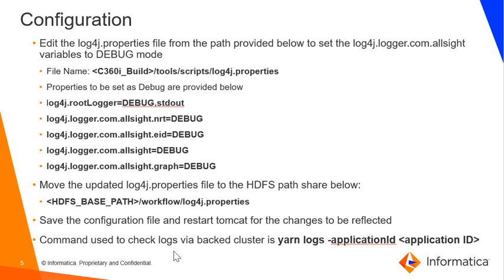After running a job through backend, you can use the following command: yarn logs -applicationId and the application ID which you would have received when you have run the Oozie job, the workflow job, to view the logs in debug mode.